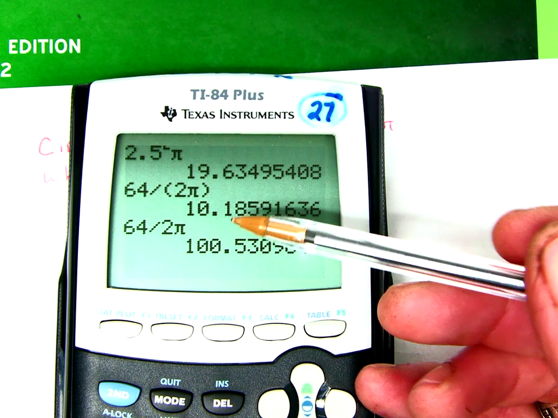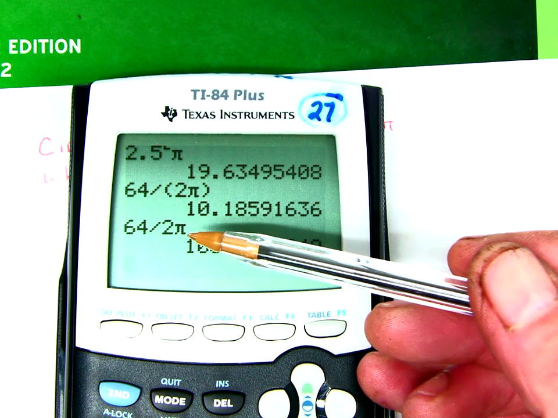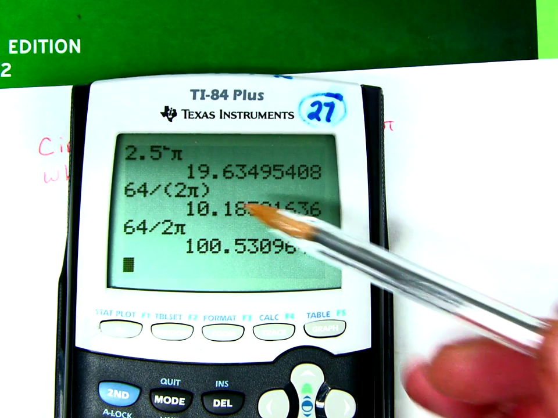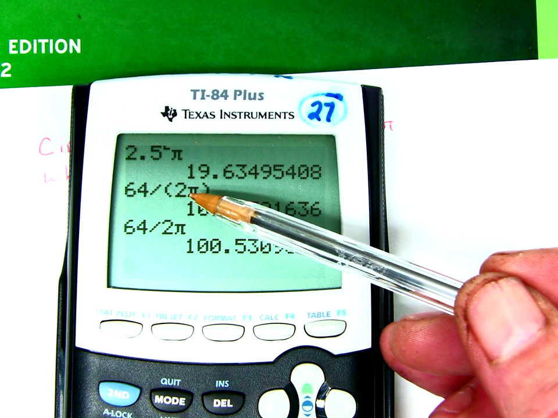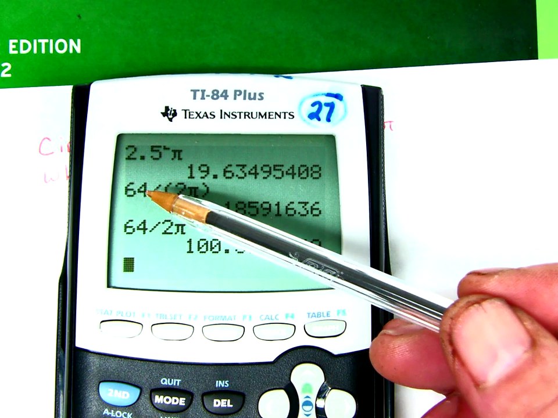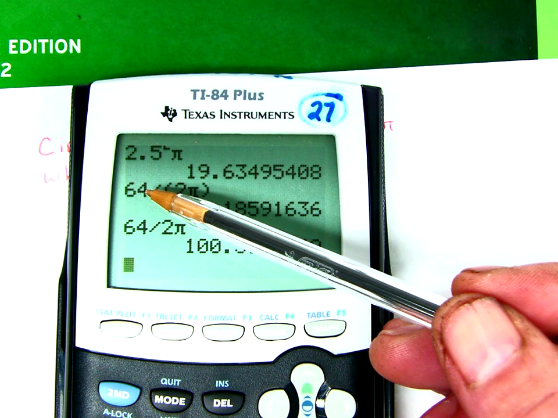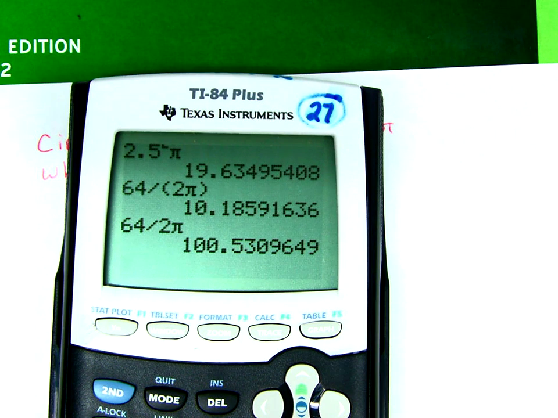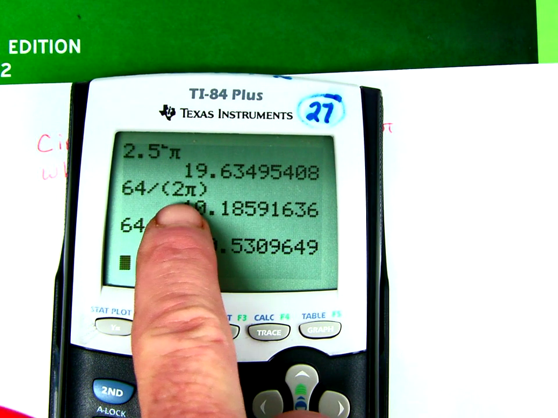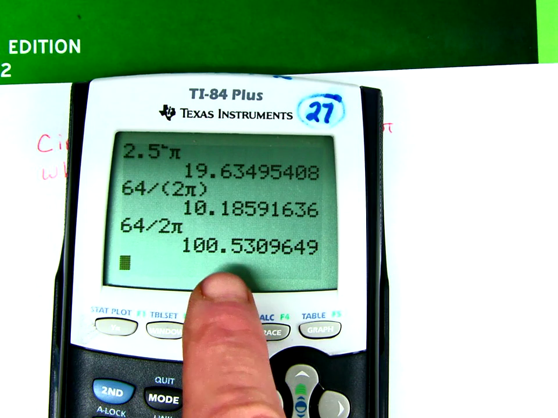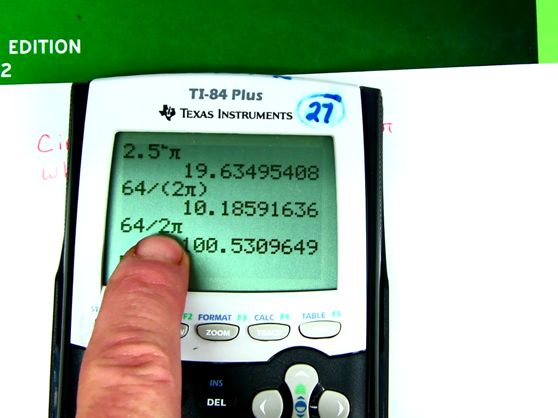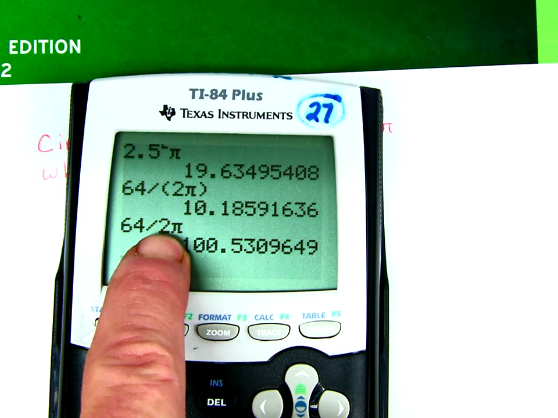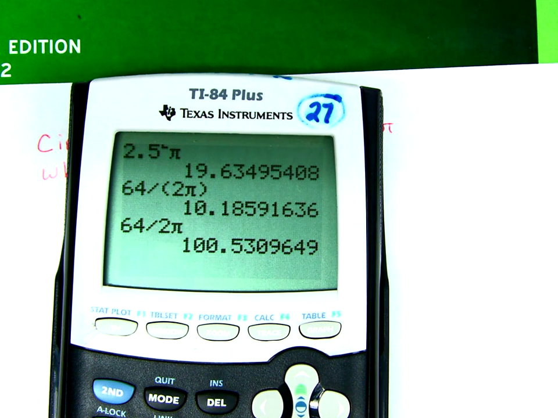So don't make that mistake. Put your denominator in parentheses. And that way the calculator is forced to multiply these two numbers together first, and then use that answer to divide 64 with. So this is the correct answer. This is the correct way to type it in. This is not the correct answer. This was 64 divided by 2, which was 32. And then take that and multiply it times pi. 100.5.